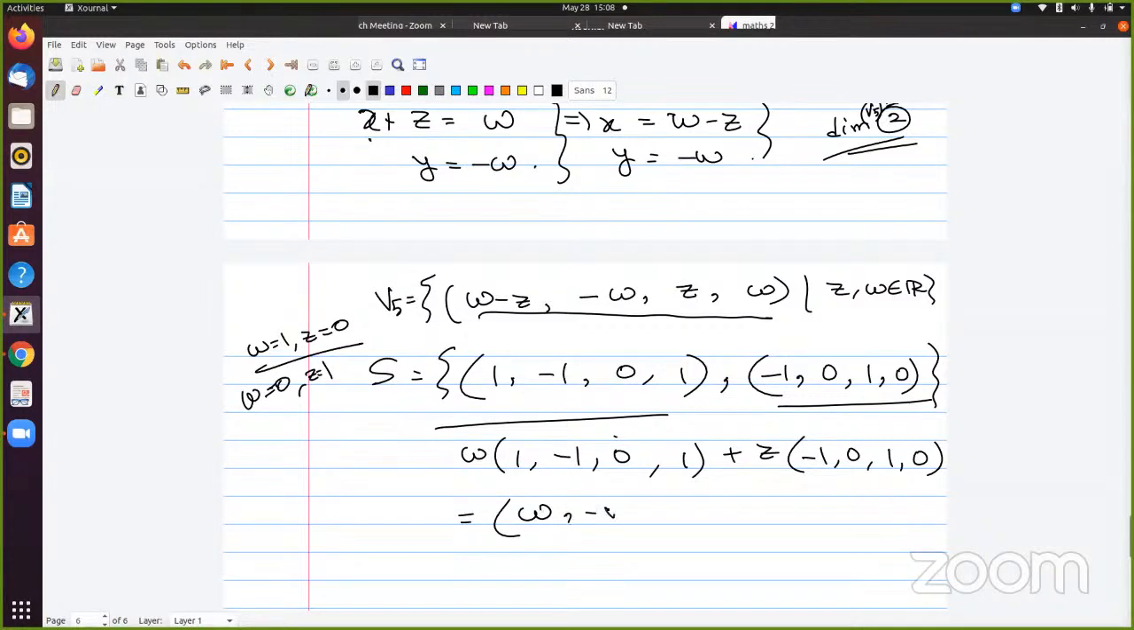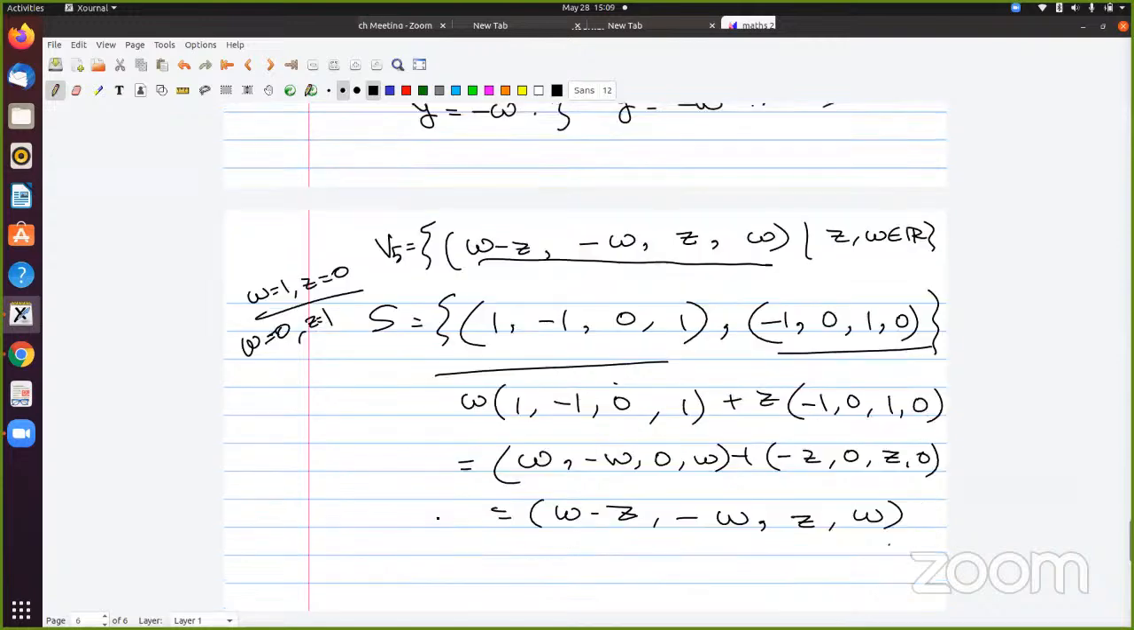So W minus W, 0, W minus Z, 0, Z, 0. If you add these two, W minus Z, minus W, Z, W. So this is the general form you are getting. So clearly the span of S is V, right? And as we have constructed it, you can check that this is linearly independent.